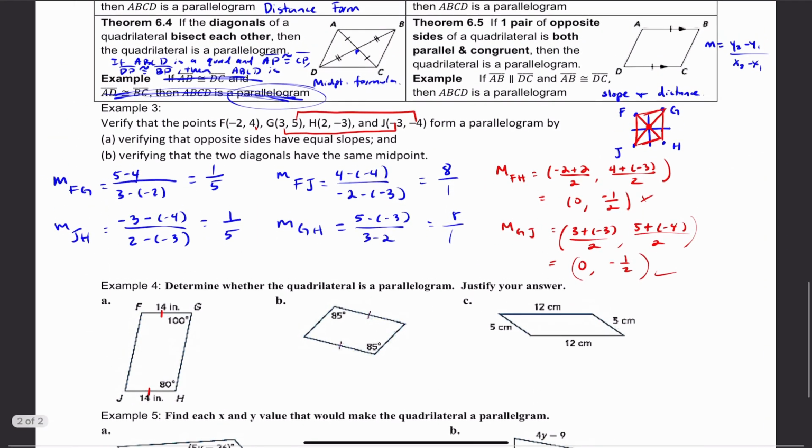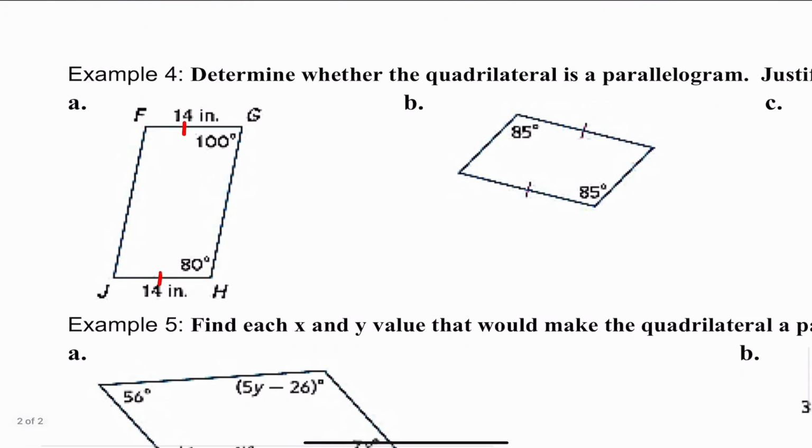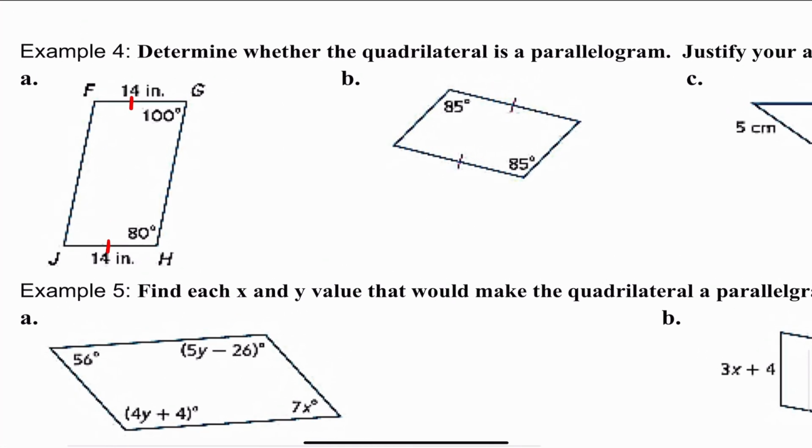But we know for sure that theorem 6.5 says that if one pair of opposite sides of a quadrilateral is both parallel and congruent, then we can say that this quadrilateral is a parallelogram. We've already shown that these two segments are congruent, but can we say that these two segments here are parallel? And we definitely could, but first of all, let me go ahead and write this. We know that segment FG is congruent to segment JH, okay? That's because of the given.